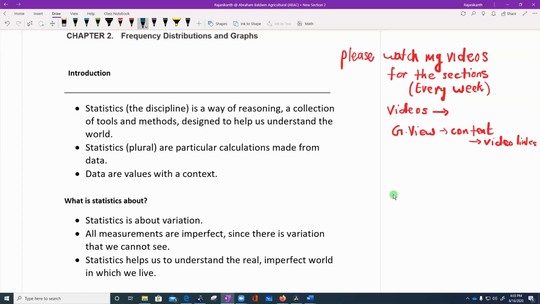Okay, so let's get started. Today we are going to look at 2.1 and 2.2.